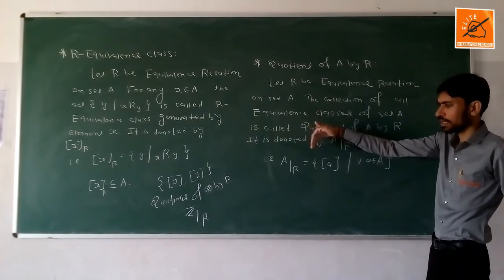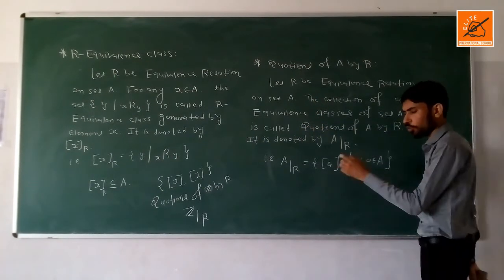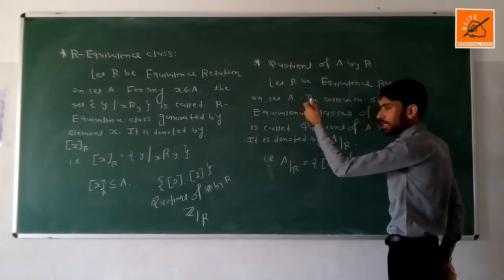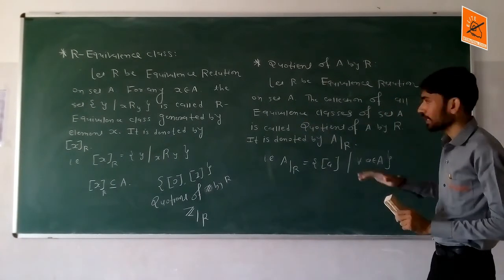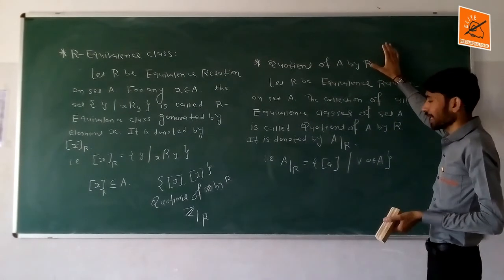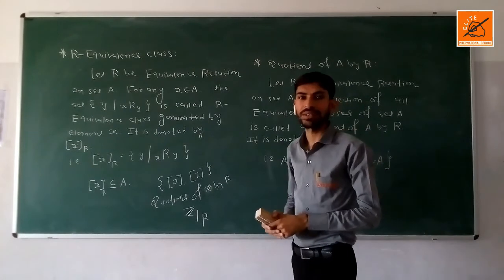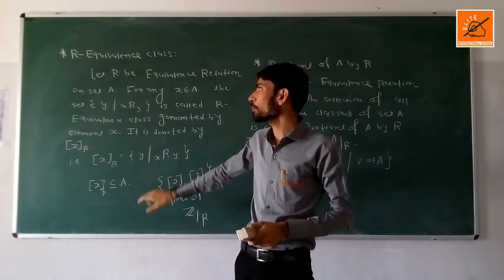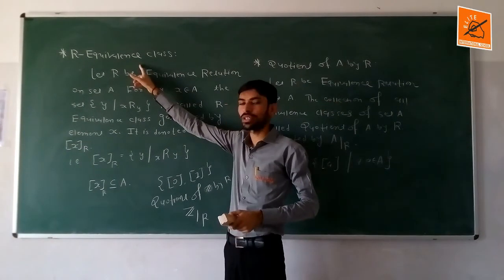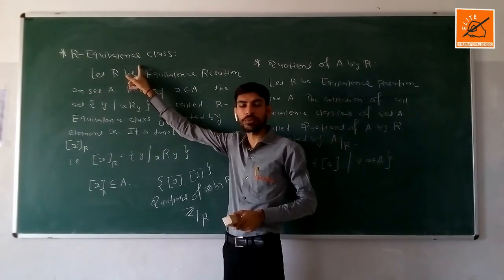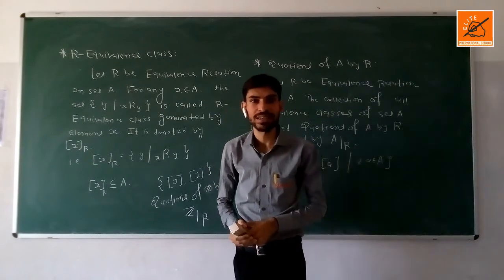We will see in the next example how to write the quotient of A by R; we already saw how to write it in our previous examples. So today we stop here. In the next lecture we will discuss the properties of the R equivalence class. There are 4 properties of the equivalence class, which we will discuss in the next lecture.